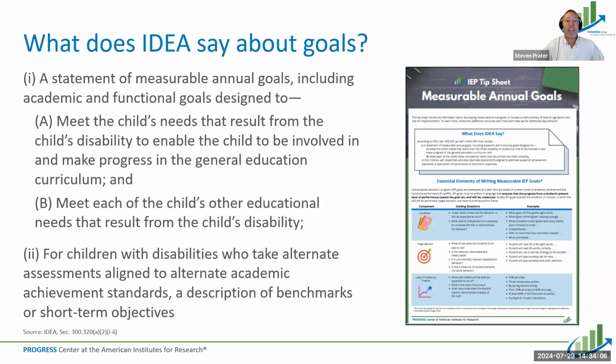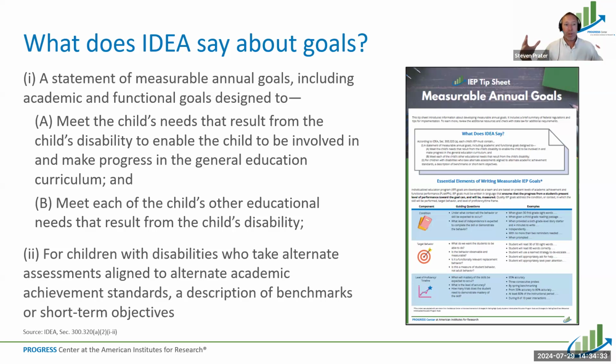All right, so let's take a look at what the IDEA says about goals. And again, this is another one of our tip sheets. So if you go to our website and look at the tip sheets, there's one specifically about measurable annual goals. So you can see that part 1 there, it says the statement of measurable annual goals has to include academic and functional goals designed to meet the child's needs that result from the child's disability and to enable that child to be involved in and make progress in the general education curriculum.